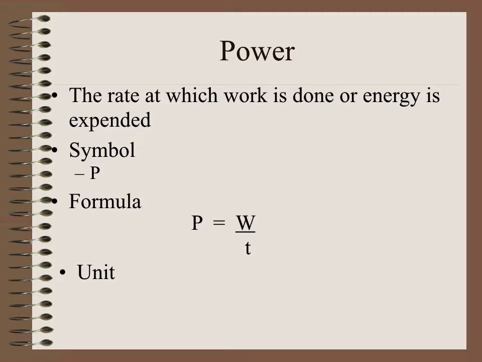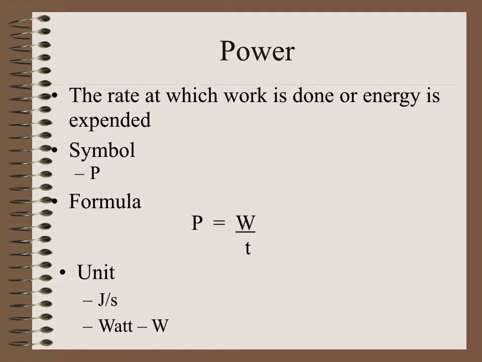Our unit for power comes out of this formula. It's a derived unit. Since work is measured in joules and time is measured in seconds, we get a joule per second. And much like some other units that you've seen already, like the Newton meter, which is a joule, and the Newton per meter squared, which is a Pascal, a joule per second has another name. It's called a watt, and it's abbreviated also as a capital letter W.